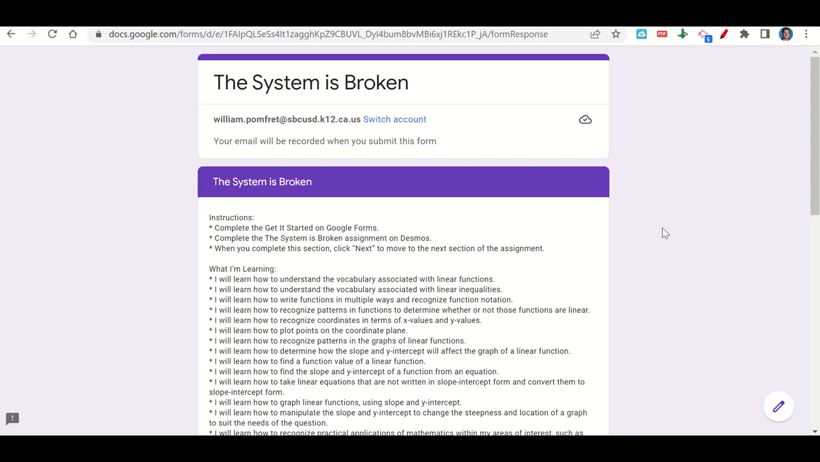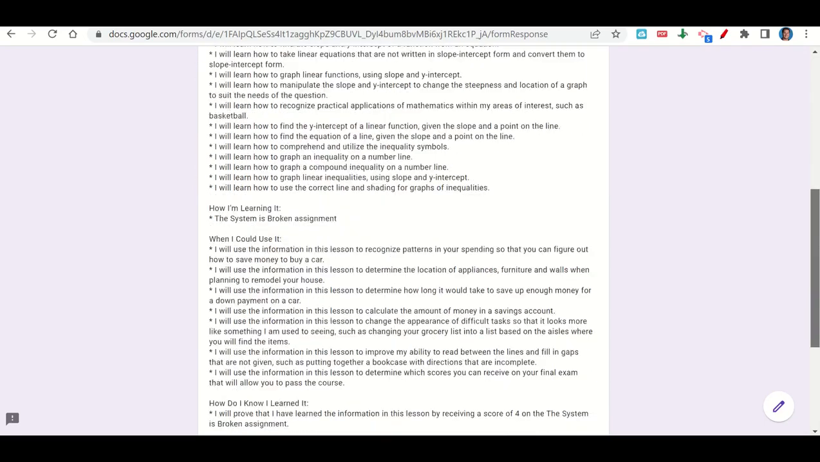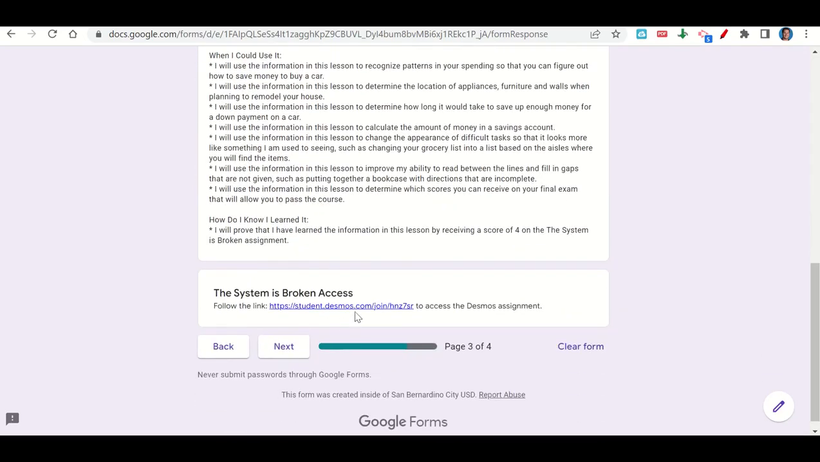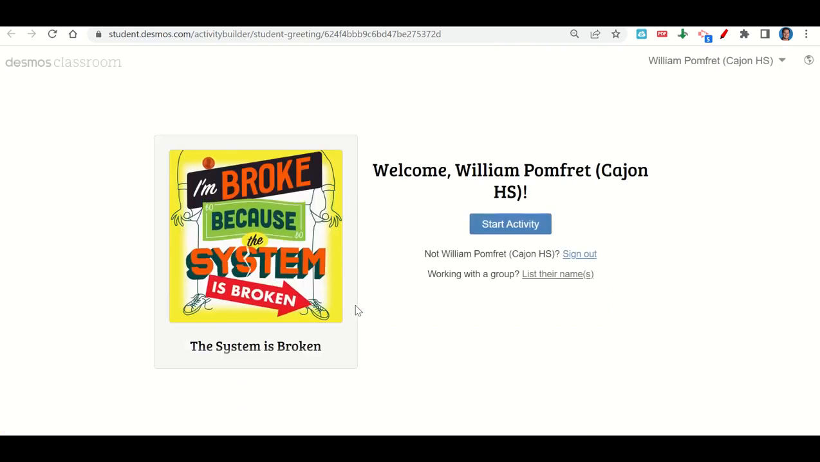Let's take a look now at the System is Broken assignment. The assignment begins with the learning goals and success criteria. If we scroll down, there's a link here that takes us to the Desmos activity. Go ahead and click on that link, and it should take us to a page that looks like this. We'll go ahead and click start the activity.